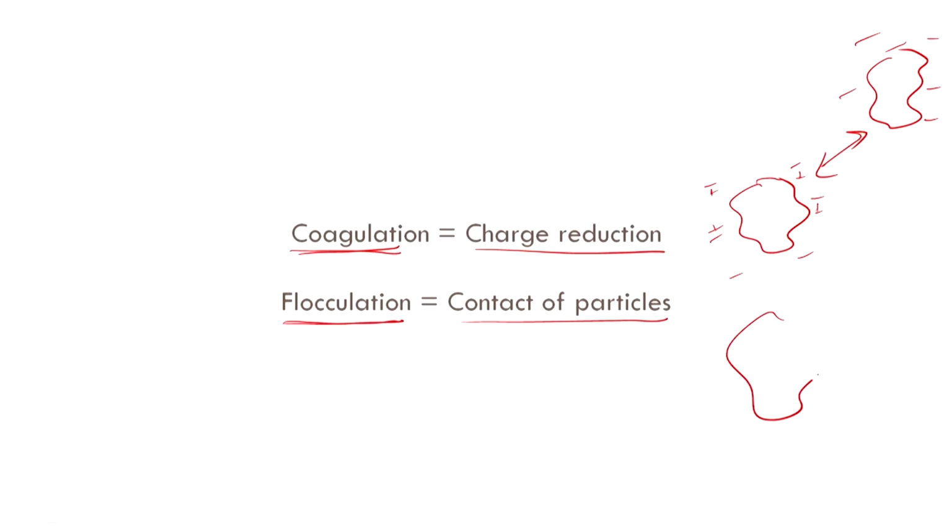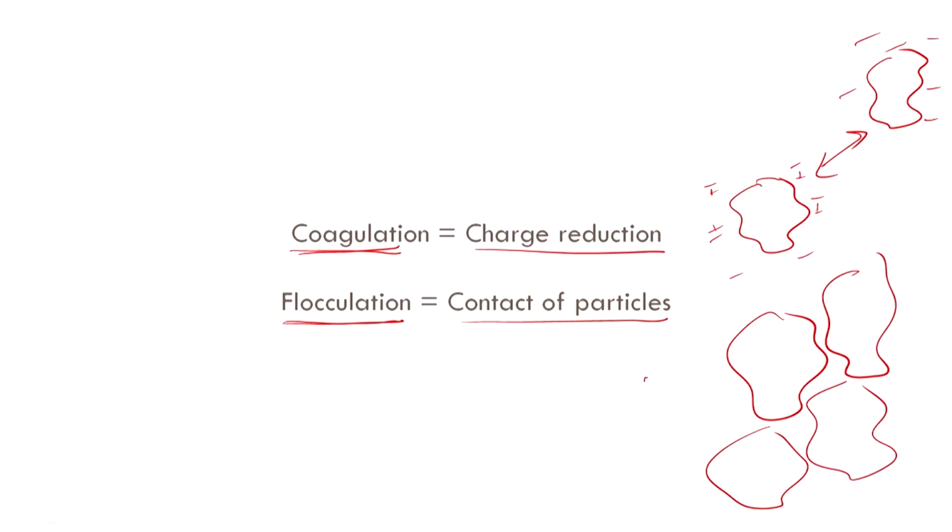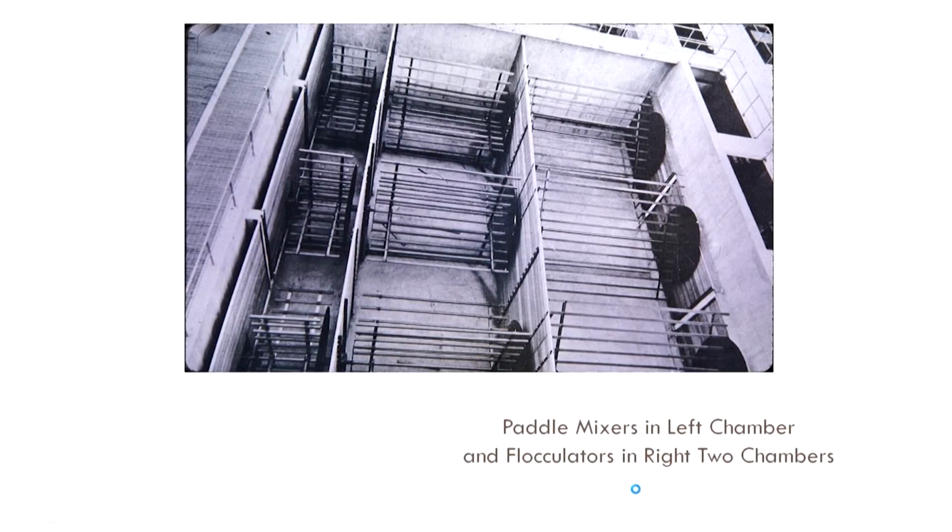Once they form bigger flocks, heavier, and then they can be removed by sedimentation. That is the relevant principle out here. So, here we have a schematic. In the left chamber here we have coagulation, rapid mixing of your coagulant, where you add a coagulant and it is rapidly mixed, and here you have slow mixing, where the flocks are obviously going to be formed.